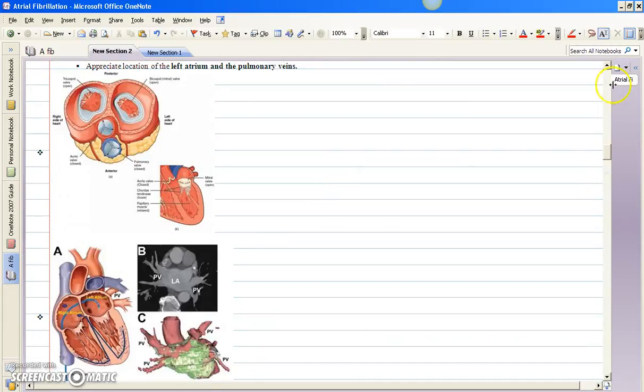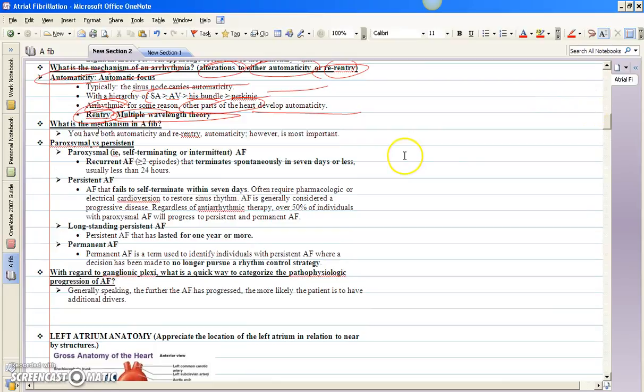And in regards to reentry, if you want more information, we can go back to that multiple wavelength theory. So again, I apologize, let me scroll back up. With atrial fibrillation, there is no definitive theory as to what exactly the pathophysiological process is. So to be complete about AFib and its pathophys as an arrhythmia, we want to say that it's both automaticity and reentry. However, the most important cause of atrial fibrillation are these drivers, these foci, these ganglionic plexuses.